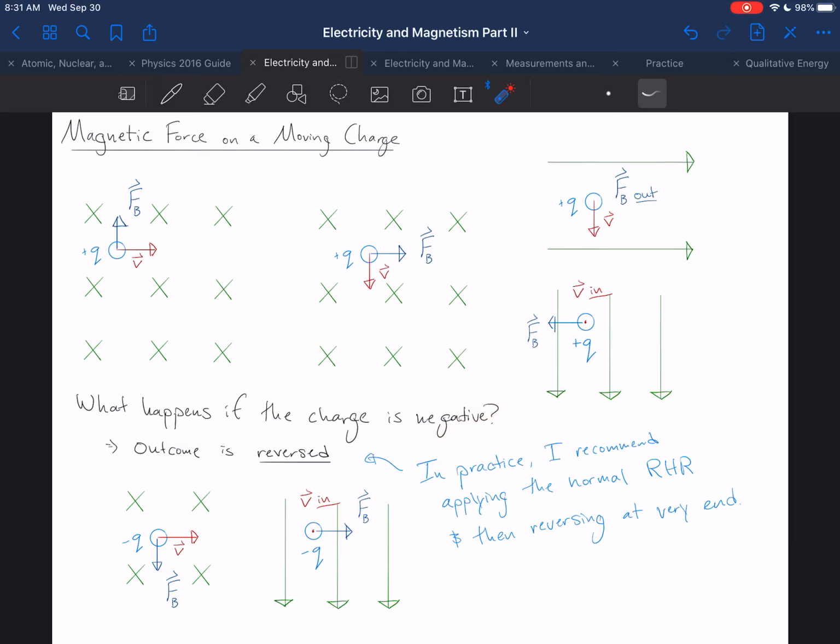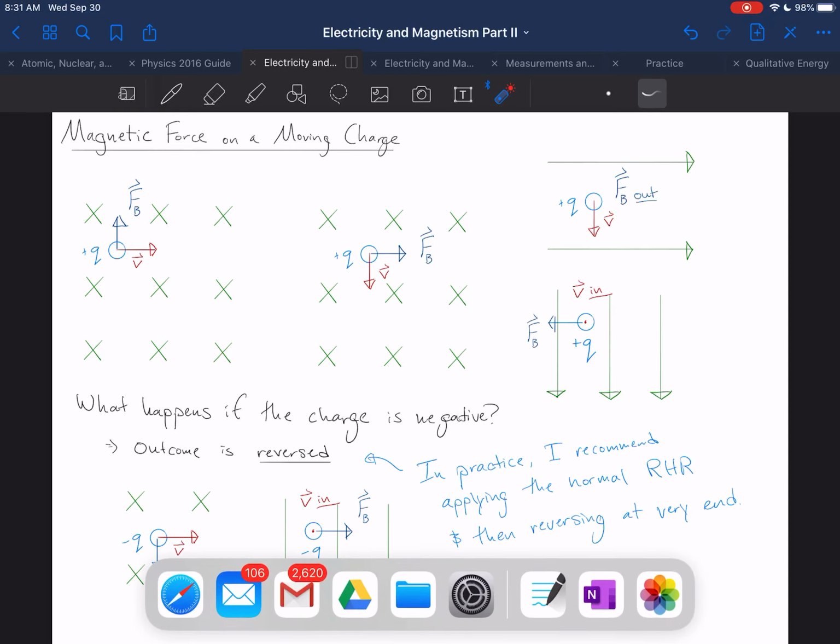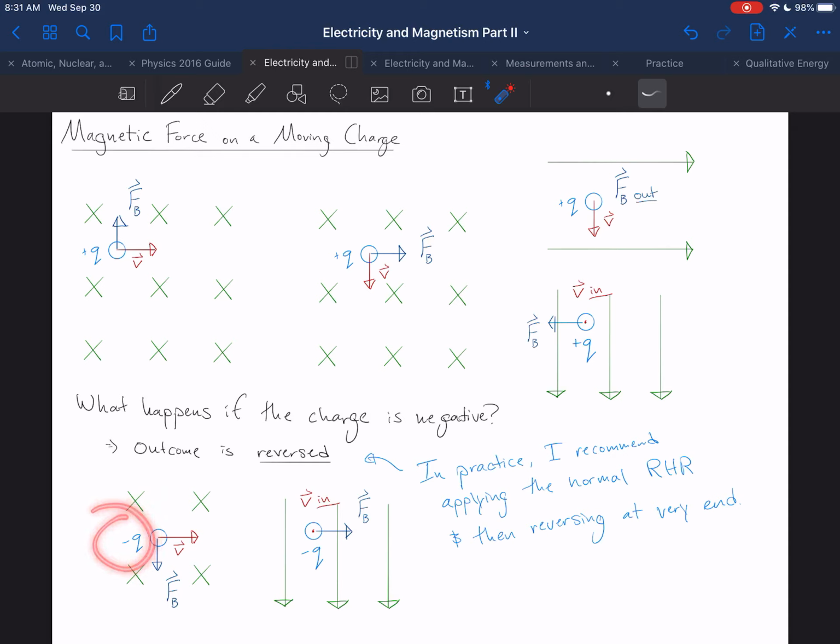So in my head, I say, okay, my thumb is in the direction of the velocity, my magnetic field is into the page, and the right-hand rule gives me a force upwards, but our charge is negative, and so that will invert the direction of the force here. But it's important to note, you only need to reverse once. So if the charge is negative, you're only changing the direction right at the very end, or perhaps right at the very beginning, but not both.